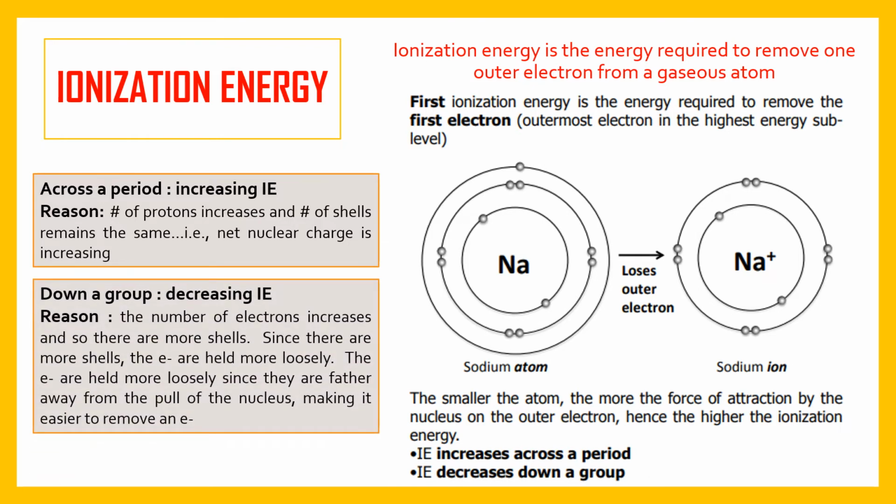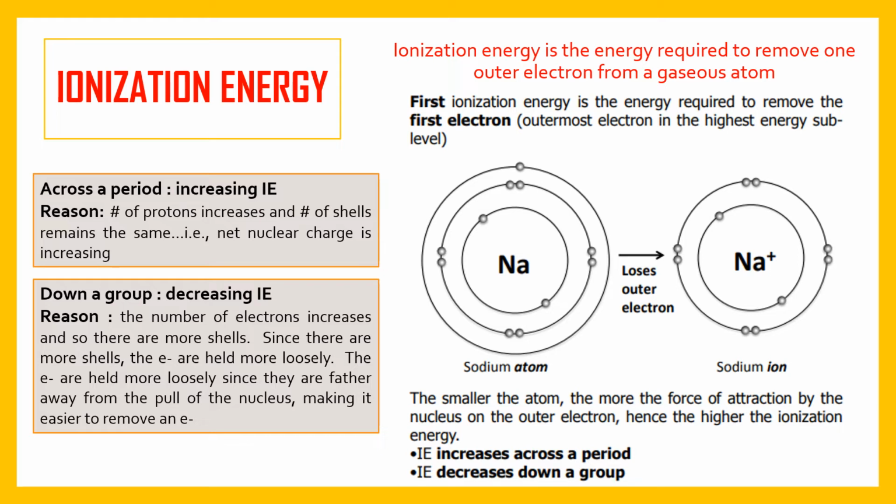And it decreases down a group. Why does it decrease down the group? Because the number of electrons increases, so there are more shells. Since there are more shells, the electrons are held more loosely. The electrons are held more loosely since they are farther away from the pull of the nucleus, making it easier to remove an electron. So it decreases down a group and it increases across a period.